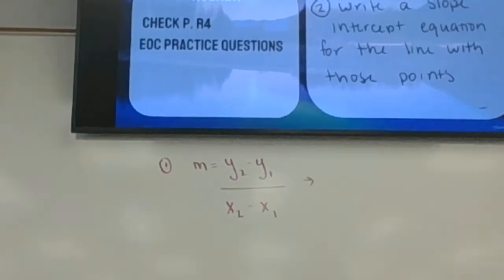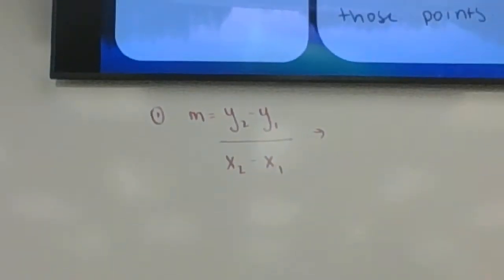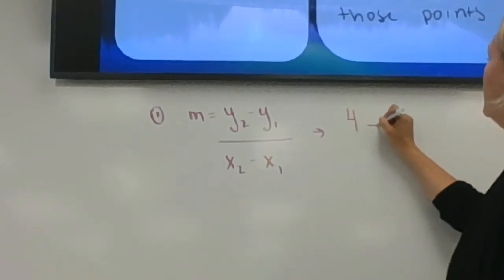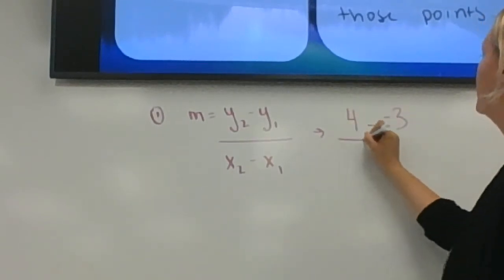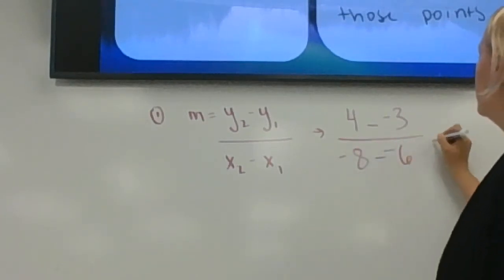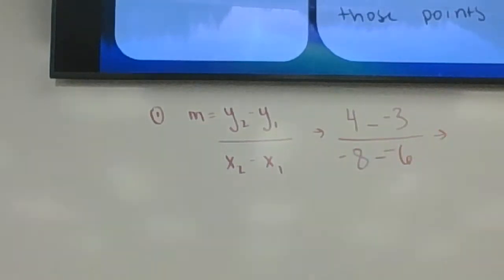Slope formula. Oh, shoot, no, it's not minus positive 6. So I'm going to do 4 minus a negative 3. It's negative 8 minus negative 6. So negative 8 plus 6 is negative 2. Whenever you're doing the slope formula and you have minus and negative, that becomes addition.